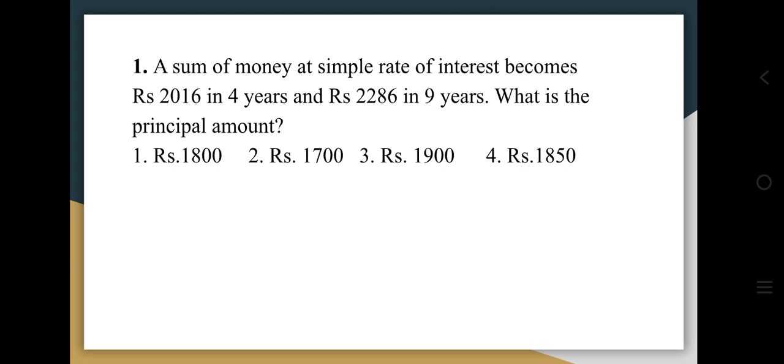We are given a certain amount of money at a certain rate of simple interest becomes 2016 in 4 years and 2286 in 9 years. We have to find the principal amount. So by the basics of simple interest we have noted already.